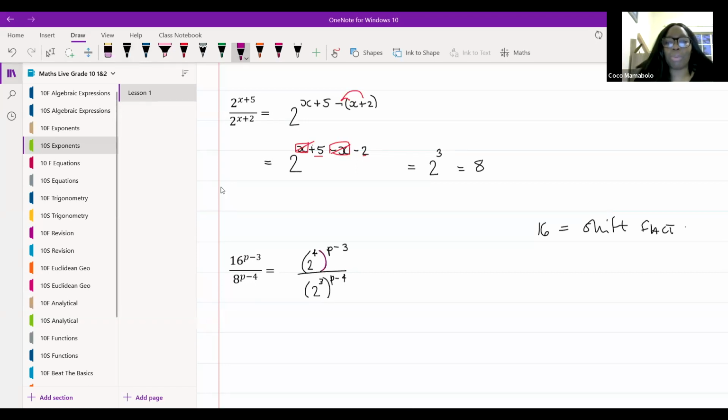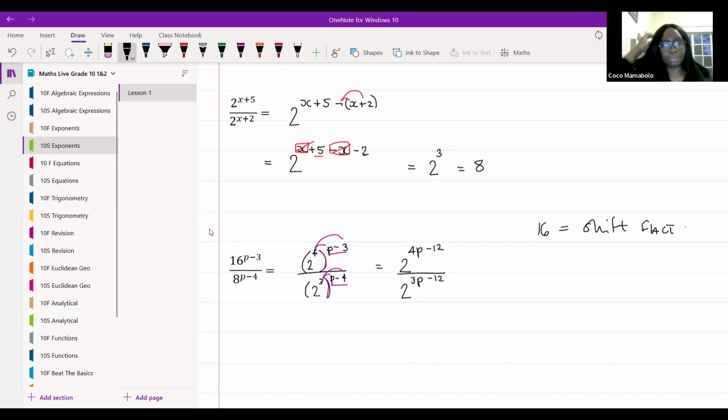Now I see a bracket and an exponent, a bracket and an exponent. What do I need to do there? Multiply in. Good. But remember, each of them needs to be multiplied. So 4 times p, 4 times minus 3. 3 times p, 3 times minus 4. Okay. So at the top there, I'm going to get 2 to the power of 4 times p is 4p. 4 times negative 3 will give me negative 12, over 2 to the power of 3 times p is 3p. 3 times negative 4 is negative 12.